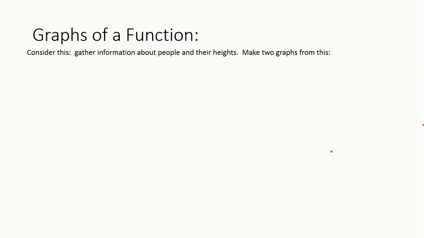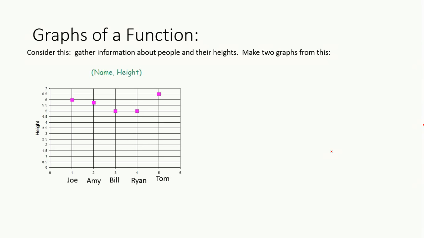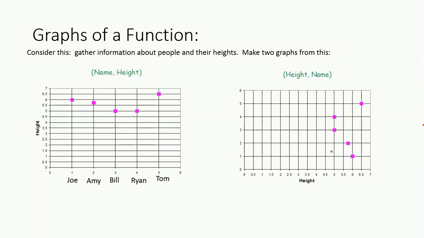Now let's look at some graphs of functions. I'm going to give some information about people and their heights. So here I have Joe, Amy, Bill, Ryan, and Tom. So let's think about this. Is this actually a graph? Or is this a function? Well, of course it is. One person cannot have two heights. That just doesn't make sense, right?